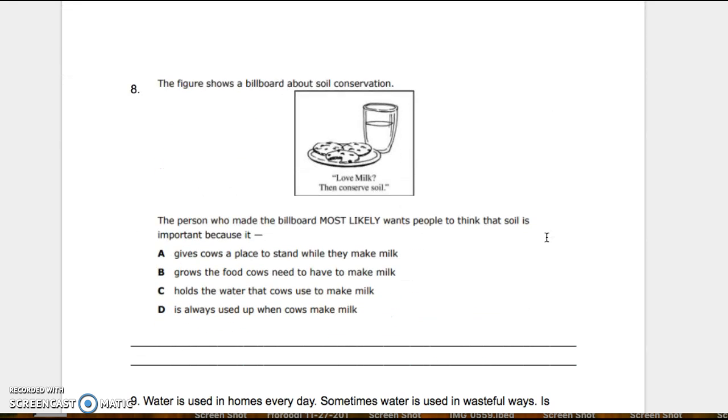Number 8. The figure shows a billboard about soil conservation. Love milk, then conserve soil. The person who made the billboard most likely wants people to think that soil is important because it A. Gives cows a place to stand while they make milk. B. Grows the food that cows need to have to make milk. C. Holds the water that cows use to make milk. D. Is always used up when cows make milk.